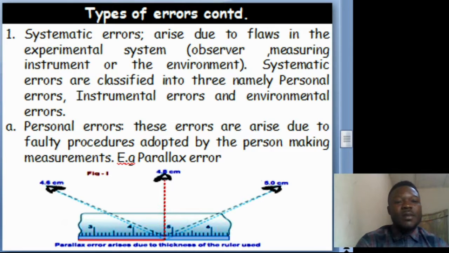Now, let me tell you something. This error that we call systematic error can be eradicated by looking for the source of error, by analyzing the source of error, and you can eradicate such error.